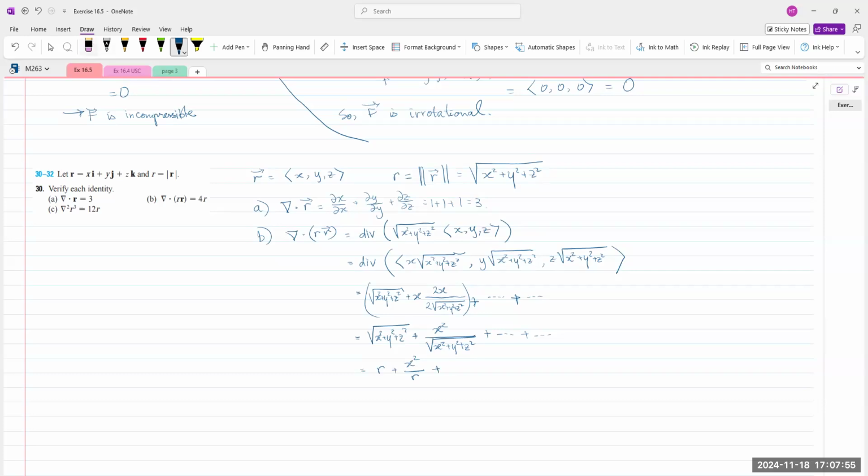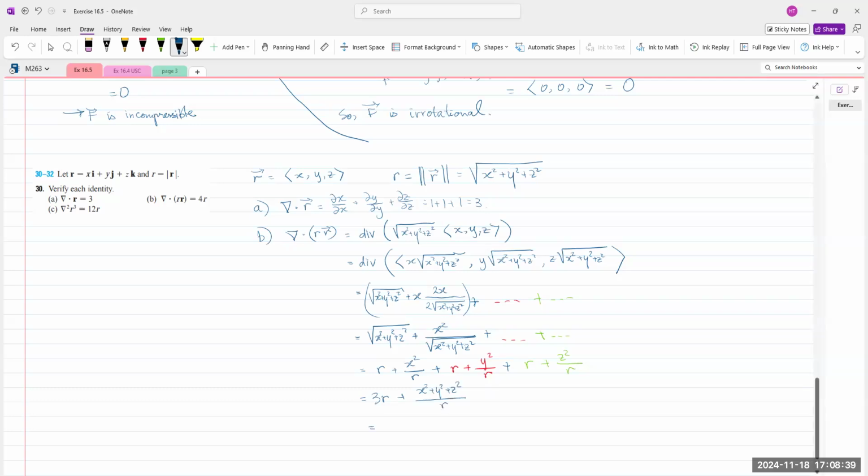Later on, let me change the color. This is the red one, and the red one becomes r plus y squared over r, and then the z component, you try to do it, work it out. That will be r plus z squared over r. Now, putting things together, we get 3r plus x squared plus y squared plus z squared over r.